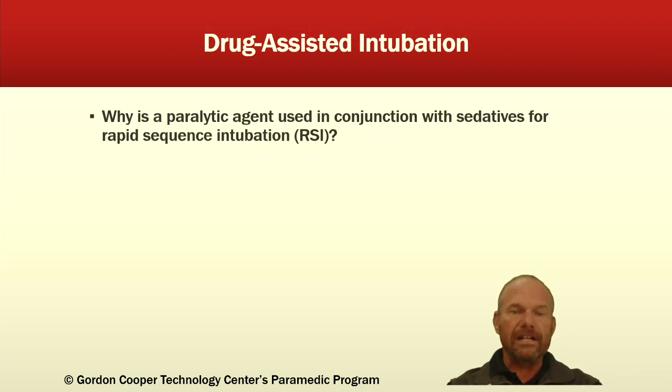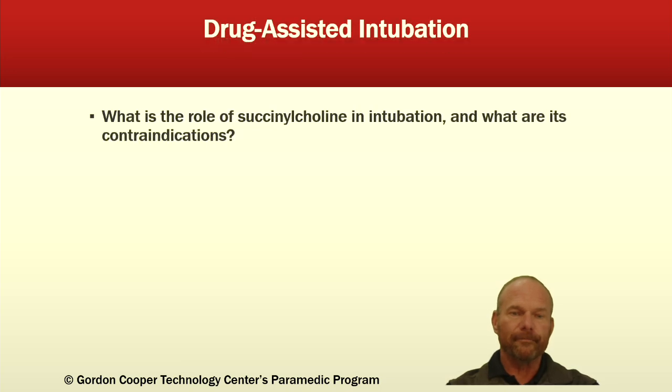What is a paralytic agent used in conjunction with sedatives for RSI, rapid sequence intubation? Or I'm sorry, not what, why? You guys got it right. Why is a paralytic agent used in conjunction with sedatives for RSI? Pause. To eliminate muscle movement and facilitate easier visualization of the airway during intubation. So that's going to be the reason that we're using those paralytics.